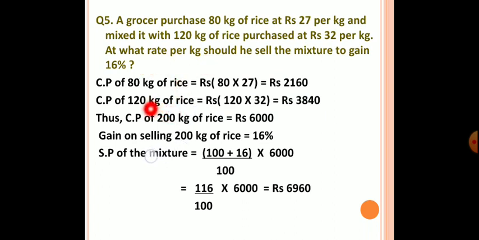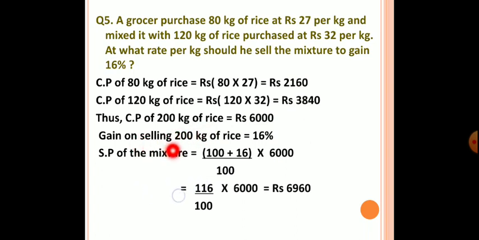So let us first find out the cost price of 80 kg of rice at rupees 27 per kg, that is 80 into 27, which is equal to rupees 2160. Now cost price of 120 kg of rice is equal to 120 into 32, which equals rupees 3840. Thus the cost price of 200 kg of rice, that is 80 plus 120 is 200 kg, equals, adding these two amounts, rupees 6000.